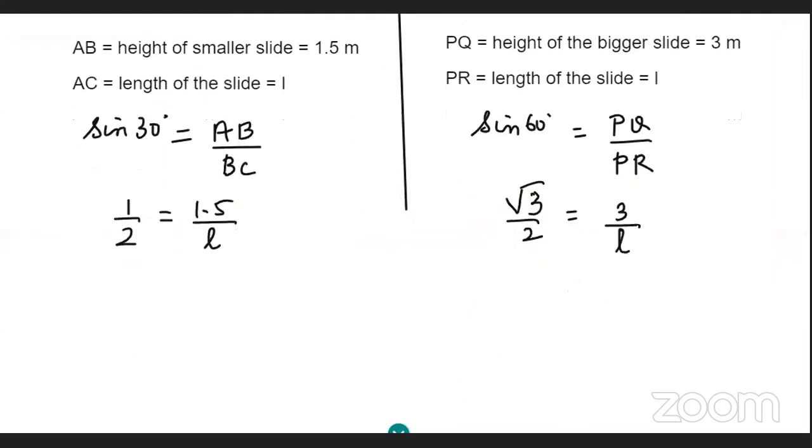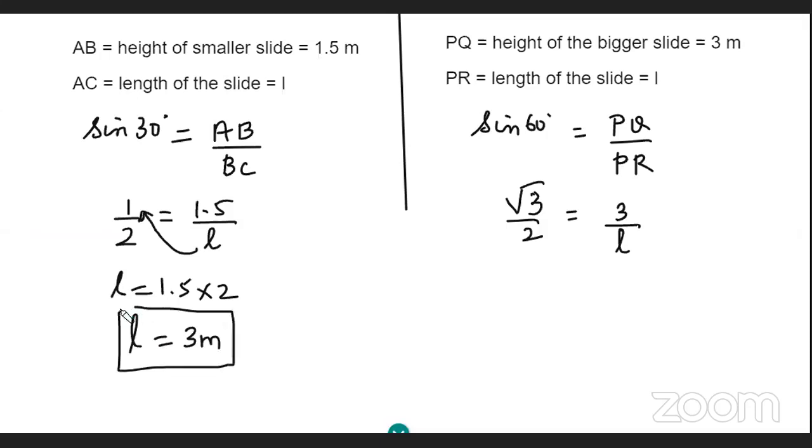So I'm cross multiplying. When I cross multiply on the left, the L will go up. So L is equal to 1.5 multiplied by 2. So the length of the slide for the smaller kids is 3 meters. Okay. And for the bigger, elder ones, again, let's cross multiply.